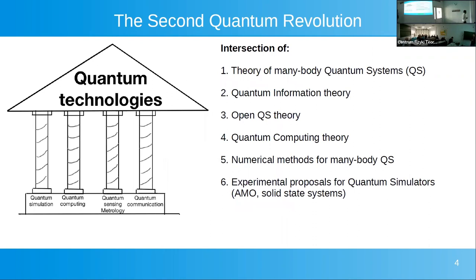The research in the field of quantum technologies is basically an intersection of a few big areas: the physics of quantum many-body systems, quantum information theory, open quantum systems, quantum computing theory, and numerical methods for simulating systems on classical computers to benchmark our future quantum computers. And of course, last but not least, all the experimental efforts to apply those areas in real experiments. This is of course AMO physics, so atomic, molecular and optical physics, as well as solid state systems, which also have enormous control over many quantum hardware implementations.